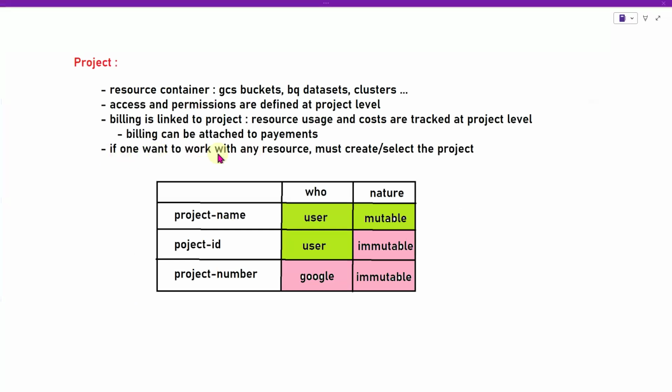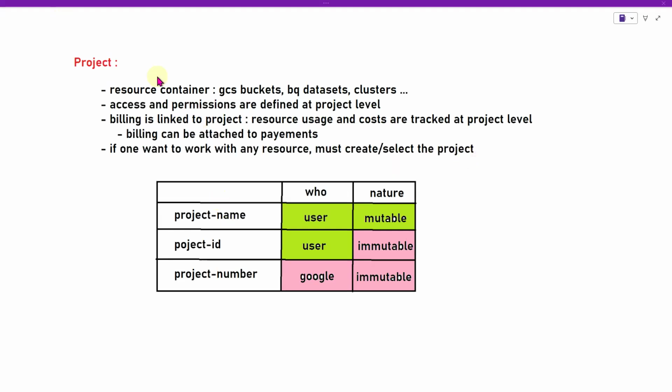Similarly, if one wanted to work with any of the resources, they must create or select the project. A project is a resource container. Access and permissions are defined at project level, and billing is linked to the project only. All right, this is one.